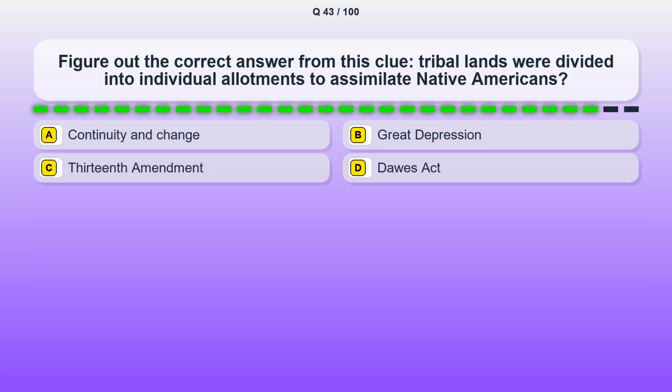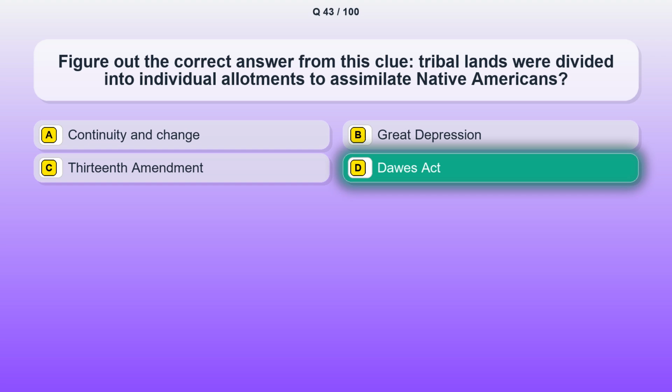Question 43. Figure out the correct answer from this clue. Tribal lands were divided into individual allotments to assimilate Native Americans. Option A, continuity and change. Option B, Great Depression. Option C, 13th Amendment. Option D, Dawes Act.